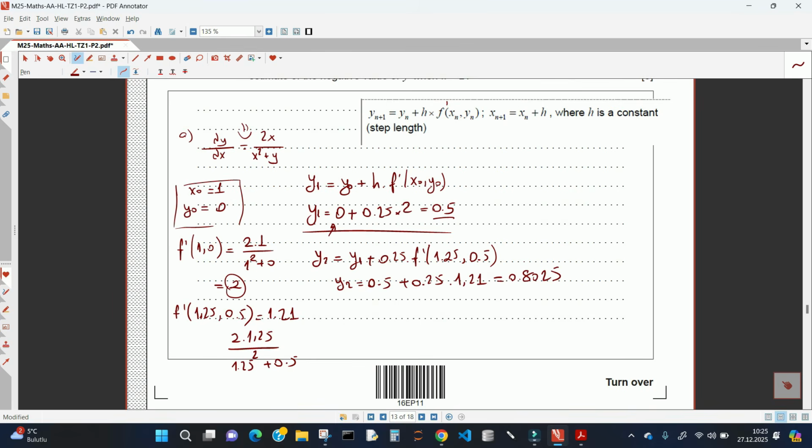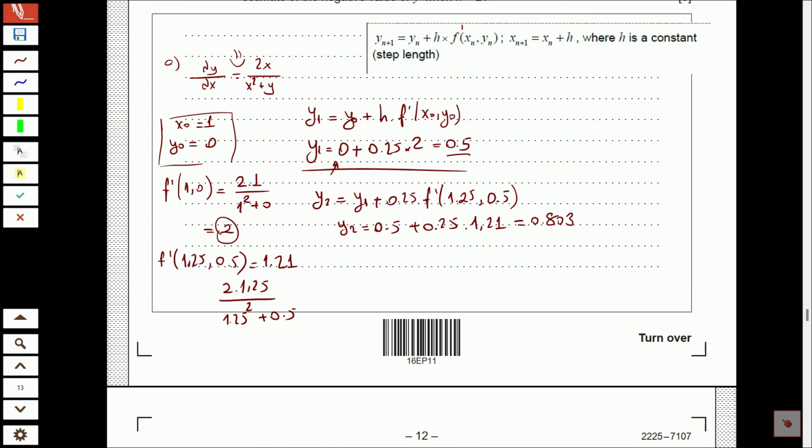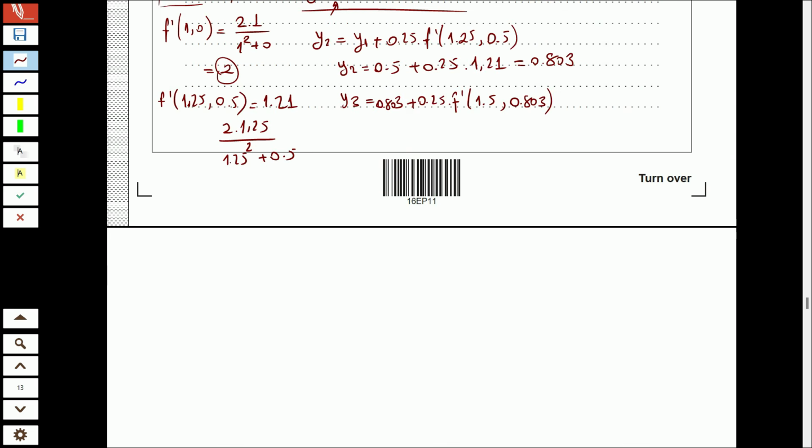So it is 0.8025, which we can write as 0.803. For the next step, let's continue. y sub 3 will be y sub 2 plus 0.25 times f prime at the point where x is 1.5 and the y value is 0.803. I'm going to replace this with the value we found previously.